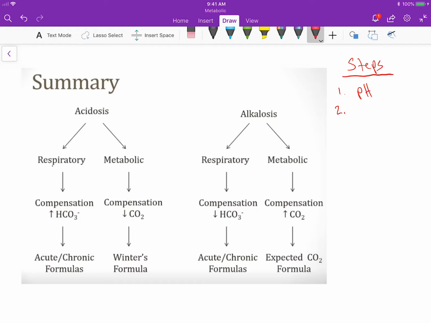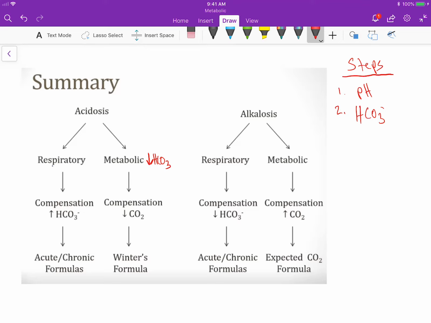Next thing we want to do is check the bicarb. Let's check the bicarb because automatically, if we have a low bicarb and we're in an acidotic state, we know we're dealing with a metabolic acidosis. Okay, so that puts us in this range right here, and I'm just going to write what these individually mean. Low bicarb acidosis, metabolic acidosis right away.